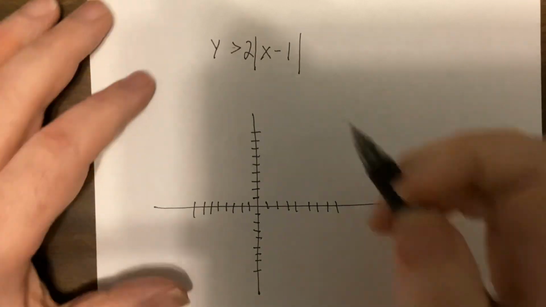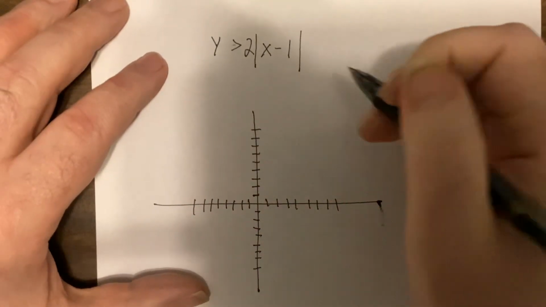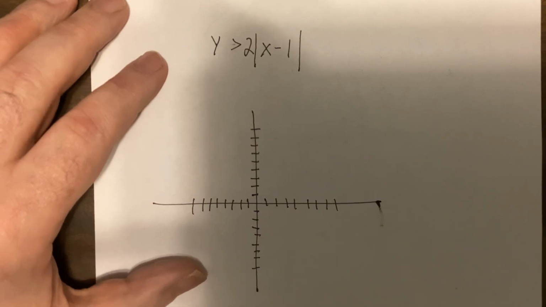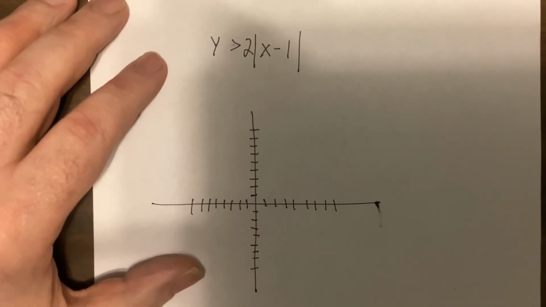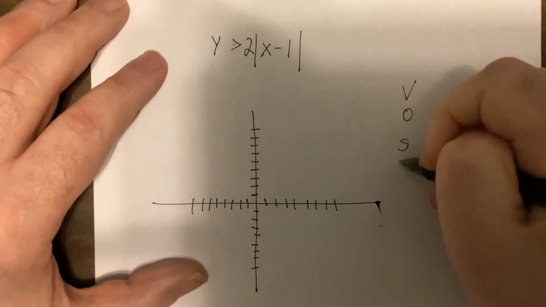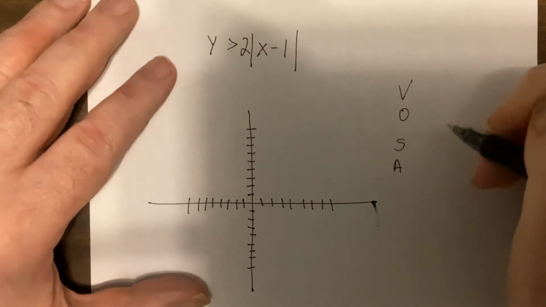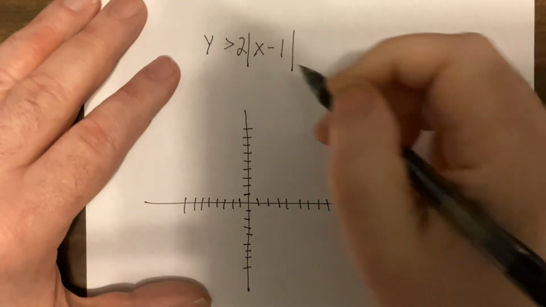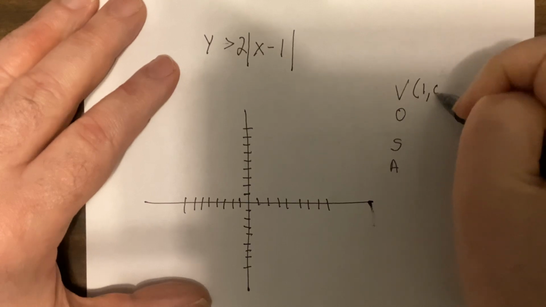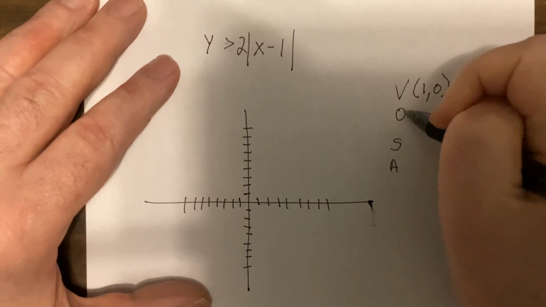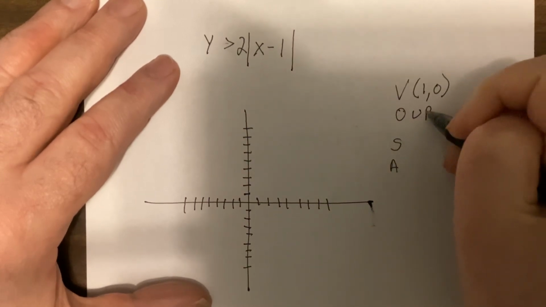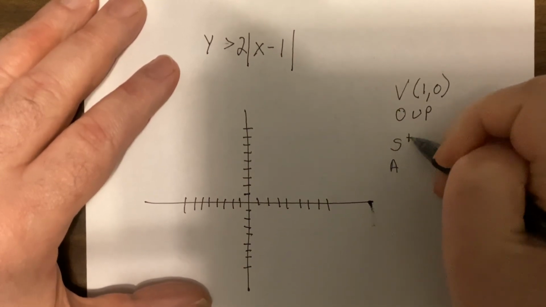Okay, I see an inequality. So it's a V-shaped graph. And a V-shaped graph, we're looking for the vertex. Remember? The vertex. So what's the vertex? 1, 0. It opens, this is positive, so it opens up. Slope is plus or minus 2.